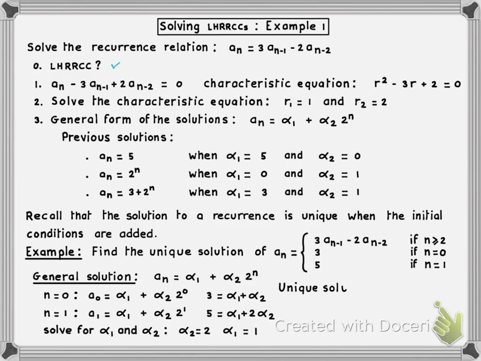Therefore, the final unique solution to this recurrence relation plus initial conditions is just the generic form here after you plug in the values of alpha 1 and alpha 2. So I'll let you check that if you plug in a 0 for n, you get 3 back. If you plug in a 1 for n, you get 5 back. And then you can just compute the next few values for fun.